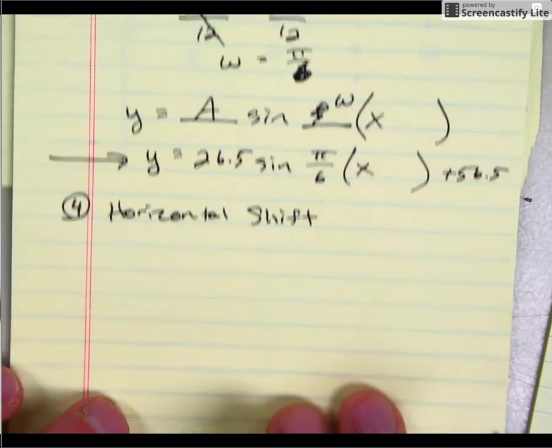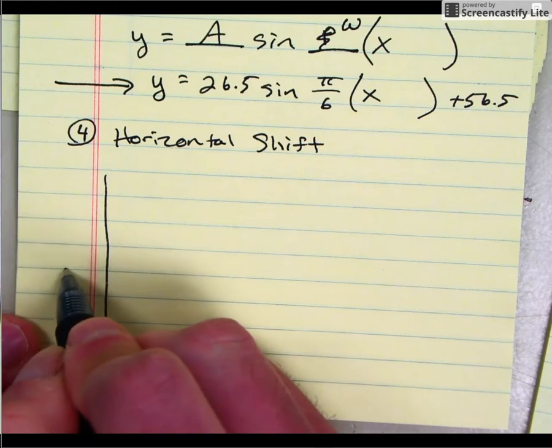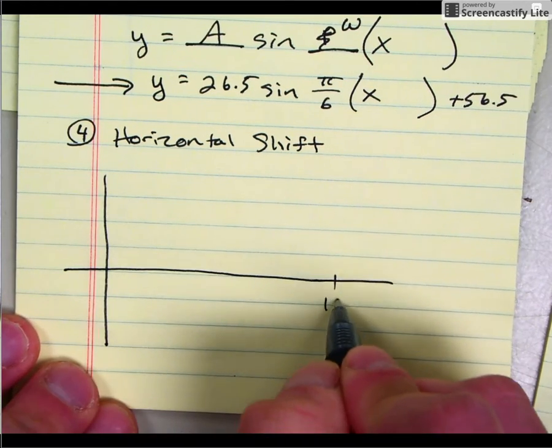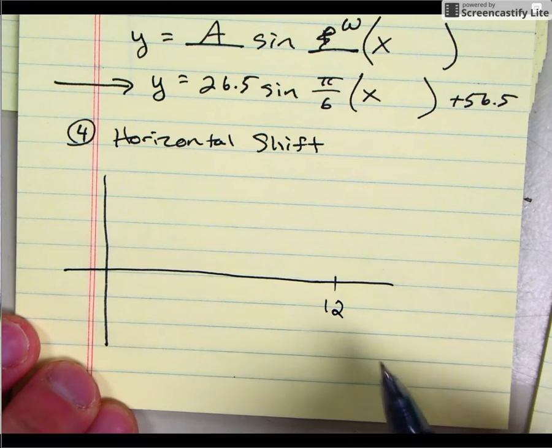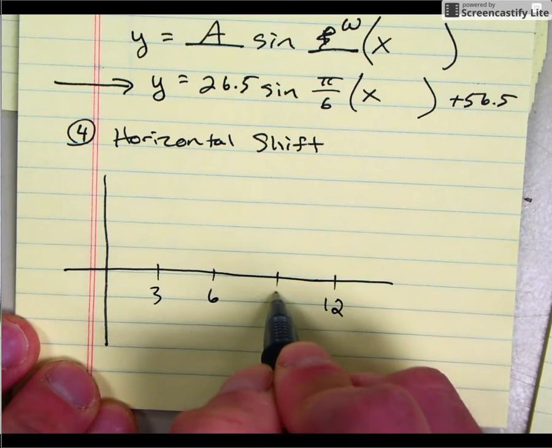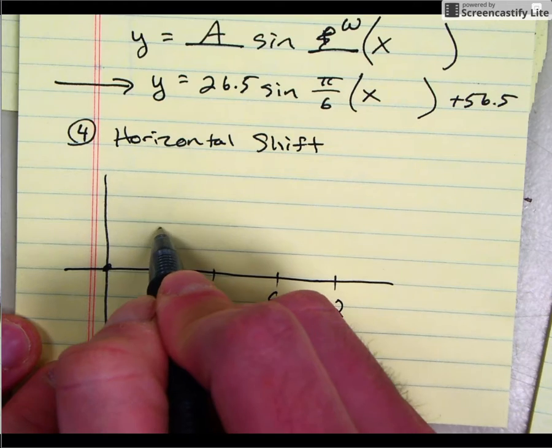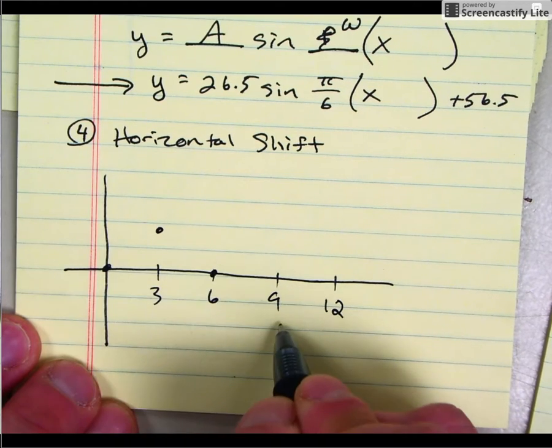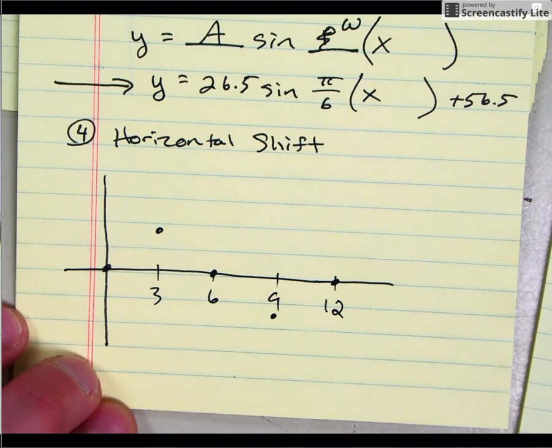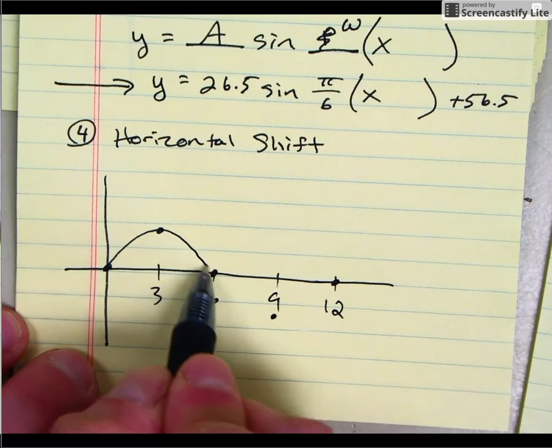Okay, so here's how we do horizontal shift. First, we need to examine a regular sine graph. In this case, our last number is going to be 12 because there's 12 months. That's the period. And then we break it up, that'd be 6, this would be 3, this would be 9. A normal sine graph would start here at the axis, and then go up, and then go back down to the axis, and then go down, and then back up to the midline. Then we would graph the function.